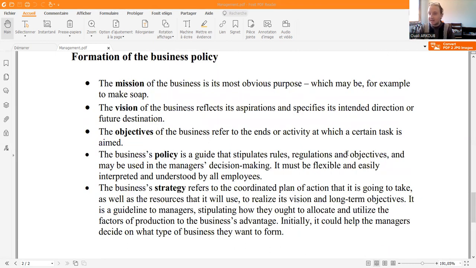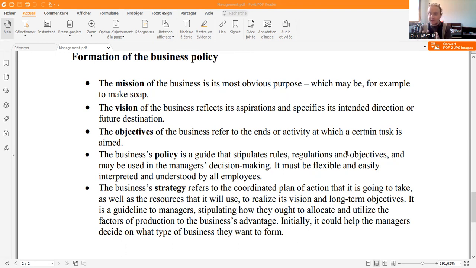For example, Coca-Cola makes what? Coca-Cola makes drinks. Also, we have Lux, which makes soap. We have also Sonatrach, whose purpose is to extract and transport oil, gas, and petroleum products. This is the purpose, the mission of the enterprise. Sonelgaz also transports electricity and energy.